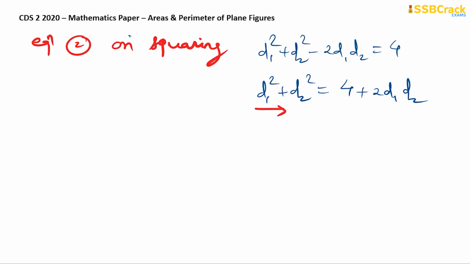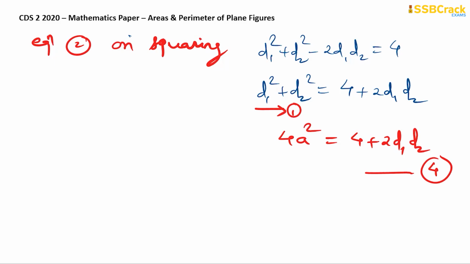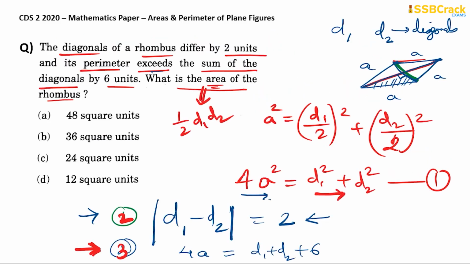What is this, d1 square plus d2 square? From equation 1, this value is 4a square. So 4a square equals 4 plus 2 d1 d2. I name this equation number 4. And now we have equation number 3 to make use of.